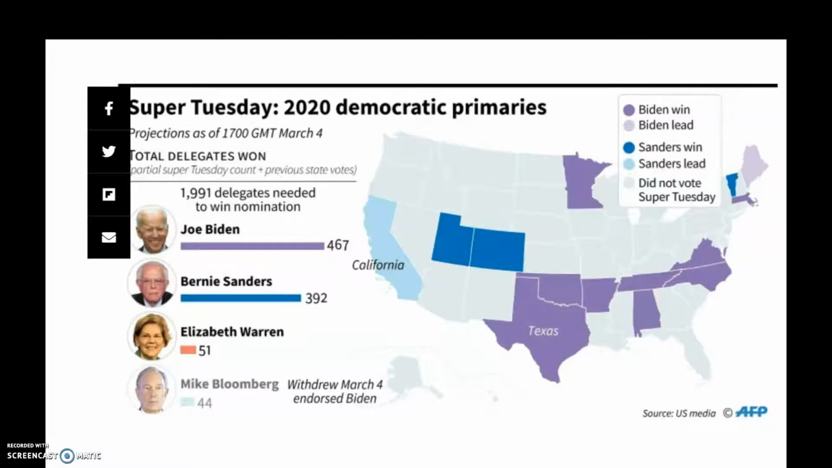Just a little note of interest. Mike Bloomberg, he was a former mayor of New York City, a billionaire, a Republican who became independent and then became a Democrat. He despises Trump with every fibre of his being. He spent on his campaign $1 billion. For that $1 billion, he won one state and 59 delegates.